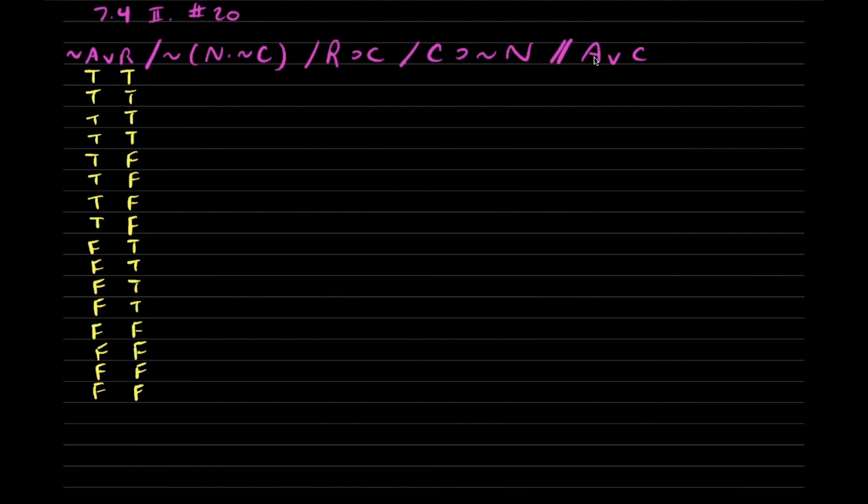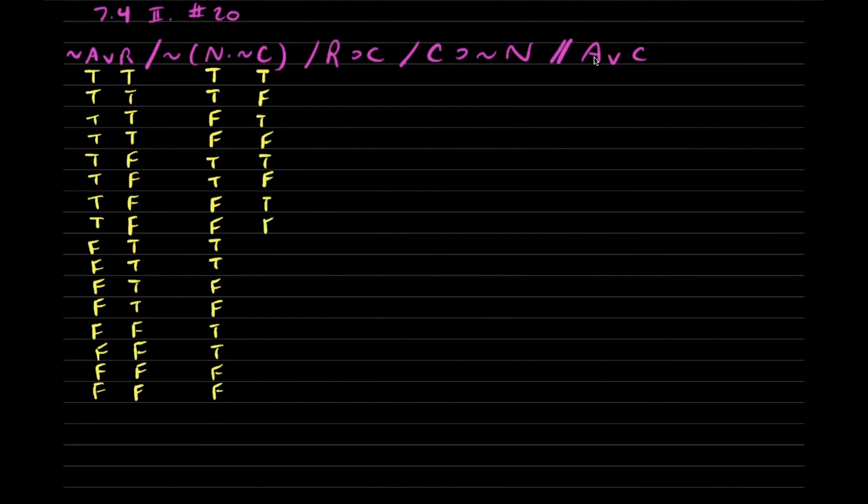Then go to the next unique letter, which is N. We're going to cut that number in half. True, true, false, false. 2 trues and 2 falses. Then we're going to go to the next unique letter, which is C. And we're going to cut that number in half. 1 true and 1 false. Alternate all the way down.